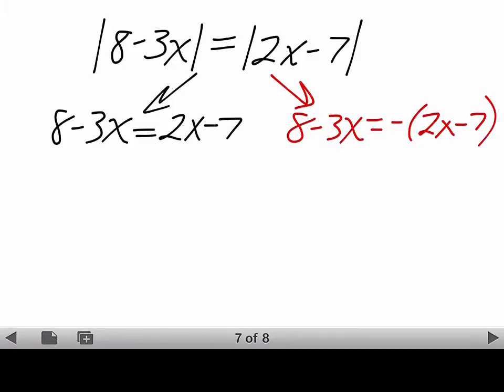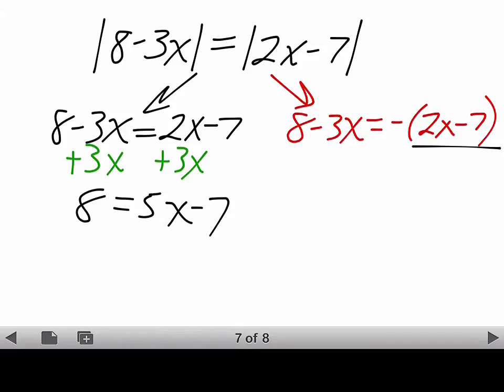And so we see we have 8 minus 3x equals 2x minus 7. And for the other equation, notice that we have the minus sign in front of the parentheses, because this is a binomial. Solving as usual in this case means we're going to add 3x to both sides, and I have 8 is equal to 5x minus 7. And then we're going to add 7 to both sides to get 15 is equal to 5x. And then finally, after dividing, we get x is equal to 3.